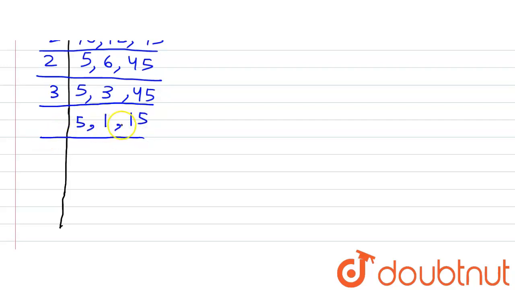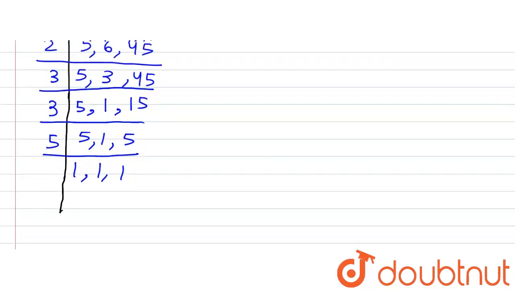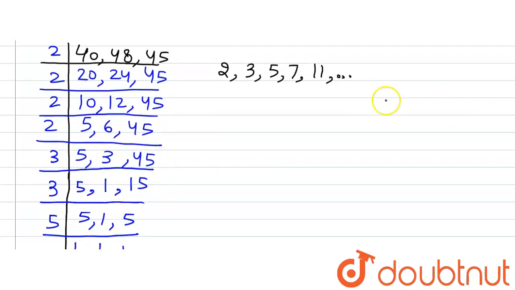Now 5 and 15, this 15 is again divisible by 3, so we will write 5 as it is, 1 as it is, and 3 multiplied by 5 is 15. Now 5 is a prime factor, so it will be divisible by itself only, so we will have 1, 1, 1. Now we have reached where we have 1, 1, 1, therefore the LCM will be the product of these prime numbers, all of them.